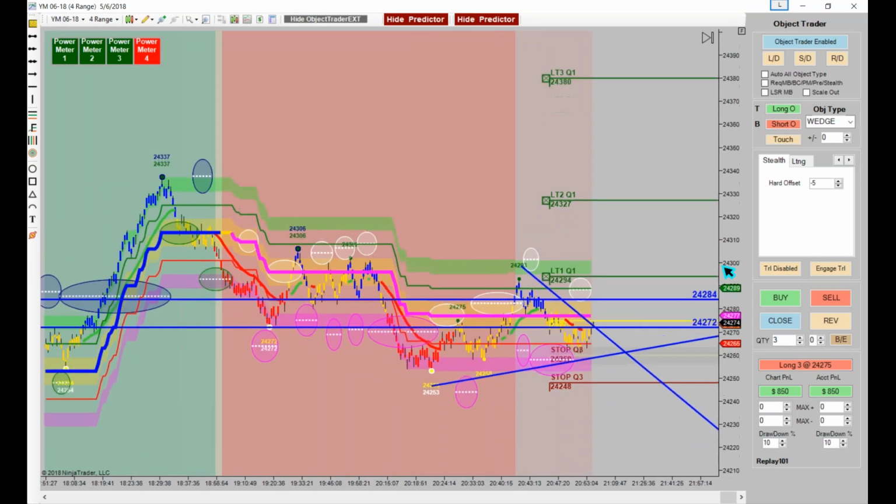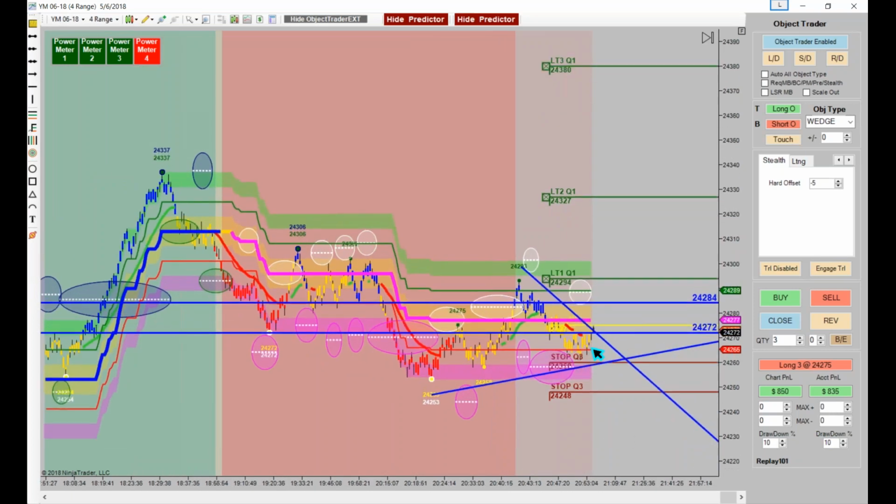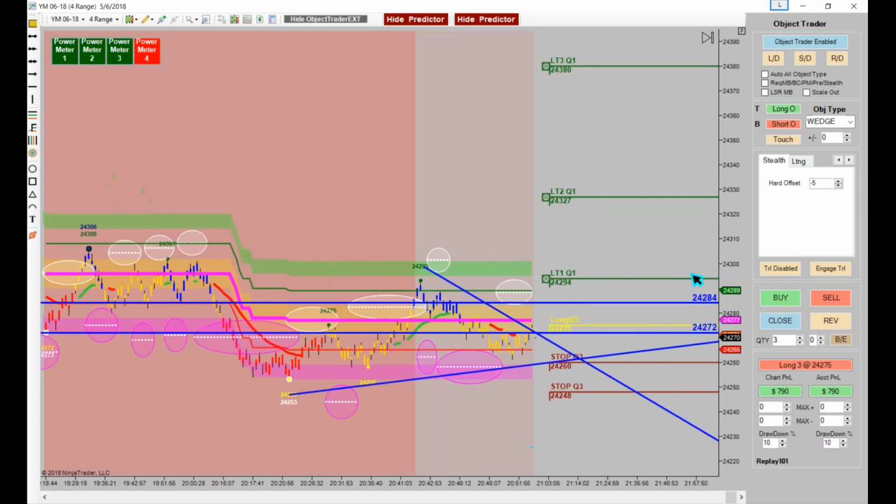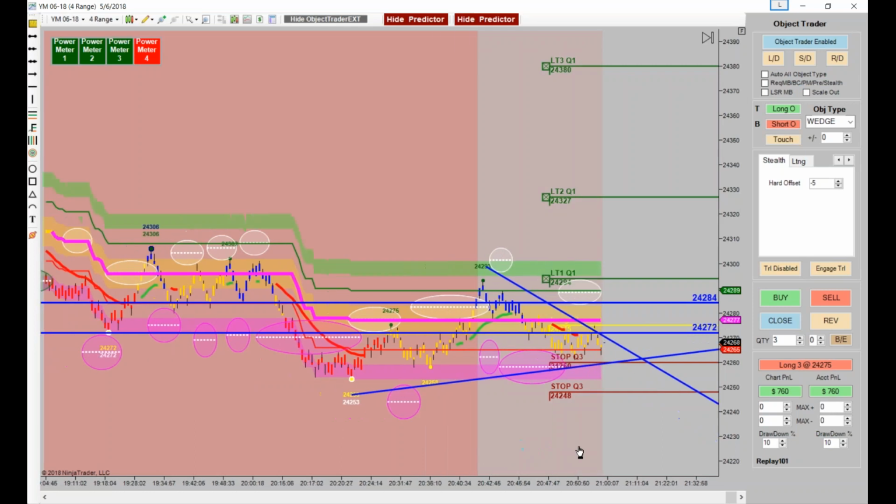Okay? And we'll leave our stop for right now where it's at. Now notice how the new version of Object Trader turns off the opposite trade. It wasn't doing that before, but we fixed it. Okay? That was important because, let's face it, you could get stopped out of your 3 by just hitting this line. Okay? And you didn't want it to do that.